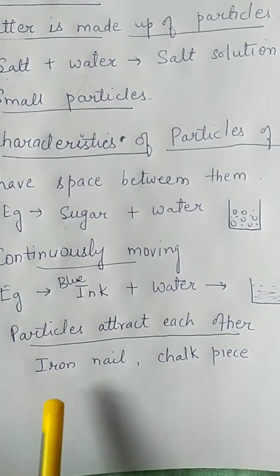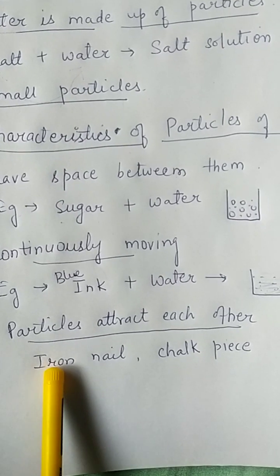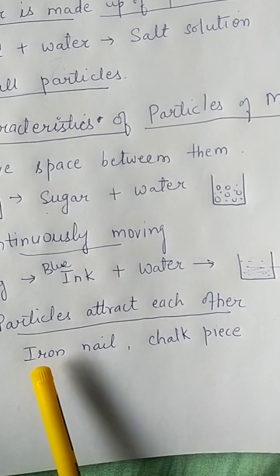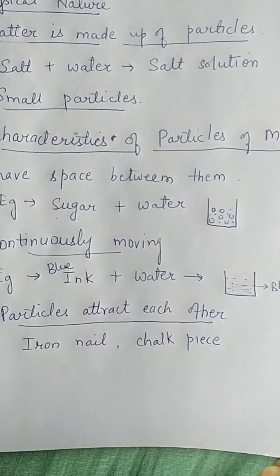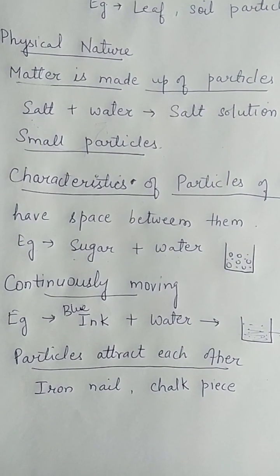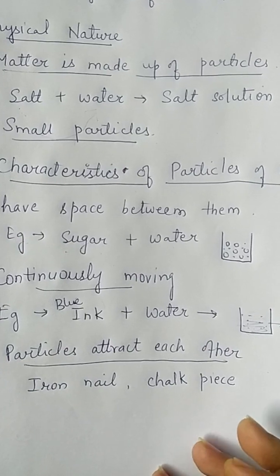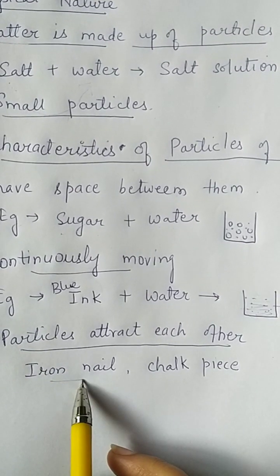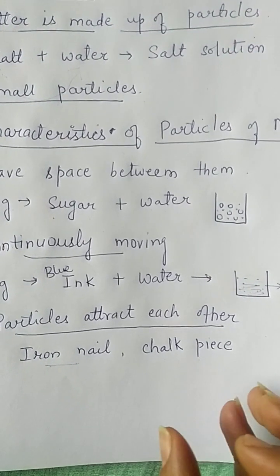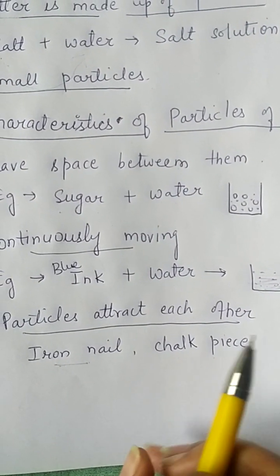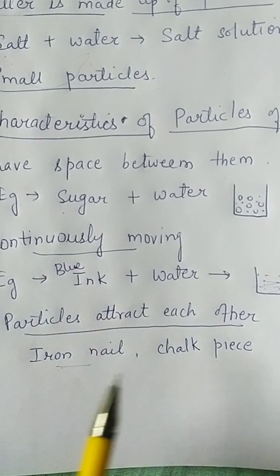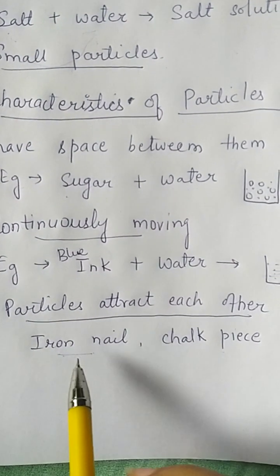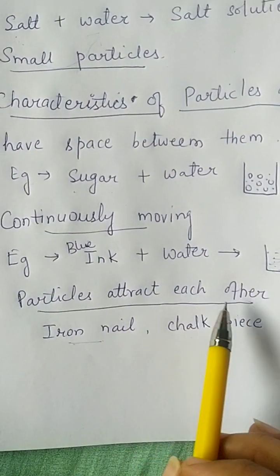Okay, so can we easily break an iron nail? No. Can we easily break a chalk piece? Yes, but still for breaking the iron nail and the chalk piece, we apply some amount of force, right? Certain amount of force. So why is the force required to break the nail and the chalk piece? Because the particles present in the iron nail and the chalk piece attract each other and they are bound together with a certain kind of force. So to break the force, we apply our muscular force, manual force. Okay, so this shows that particles of matter attract each other.